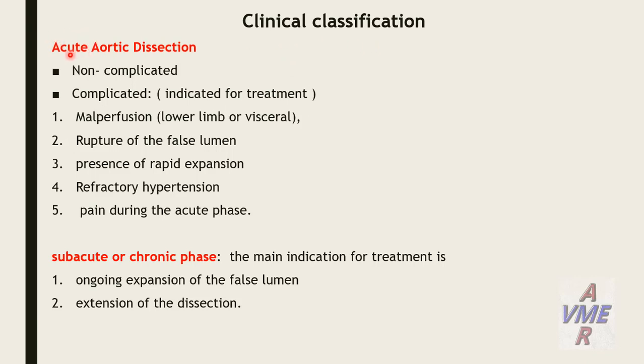Acute aortic dissection: acute means within the first 2 weeks. Either it is non-complicated, for best medical therapy, or complicated, for intervention. Malperfusion of the lower limb causes acute ischemia, visceral causes mesenteric ischemia, rupture of the false lumen, presence of rapid expansion, refractory hypertension, and pain during the acute phase, while subacute is from 2 weeks up to 6 weeks or 12 weeks, and chronic phase is more than 6 weeks or 12 weeks. The main indication for treatment is the complication, ongoing expansion of the false lumen, and extension of the dissection.